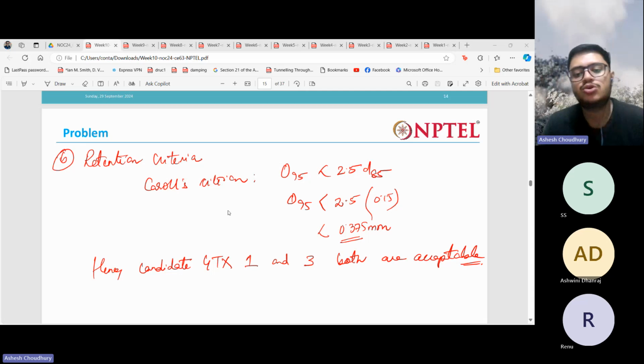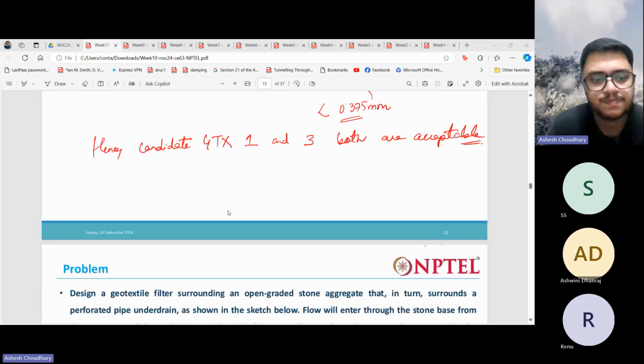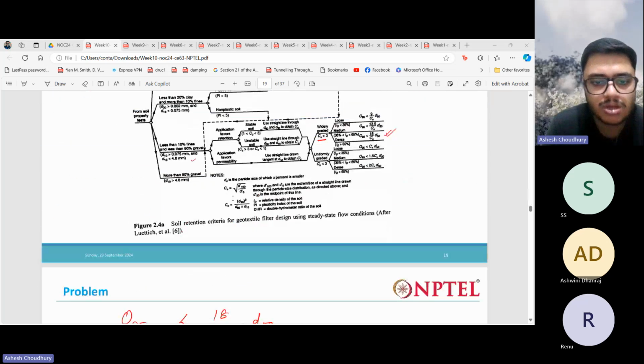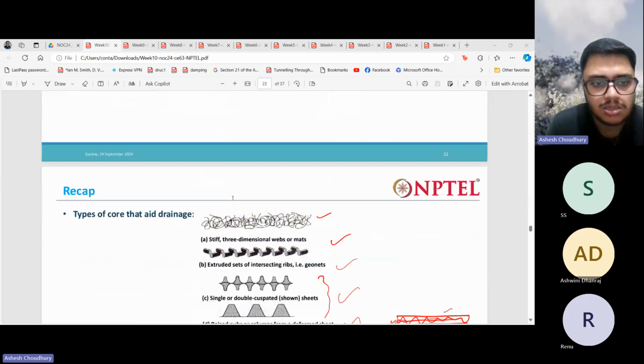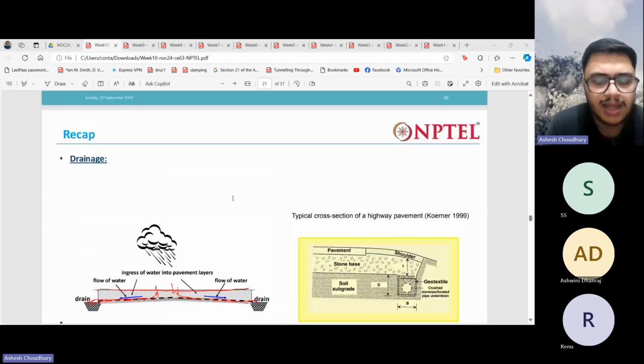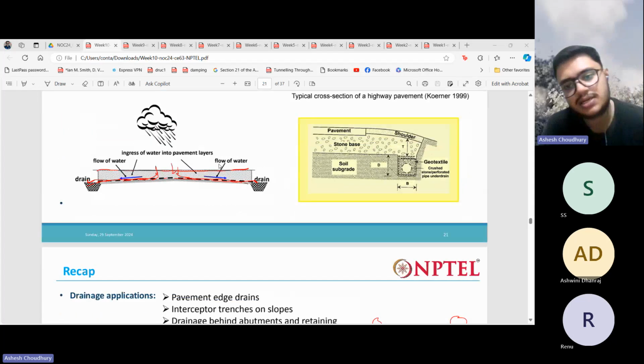And then of course you need to also ensure the retention criteria. What does retention criteria mean? Retention criteria means that the soil should be retained and the water should pass through the geosynthetic, so that also you should ensure. Similar problems we solved, right? And then after filtration we studied the drainage.